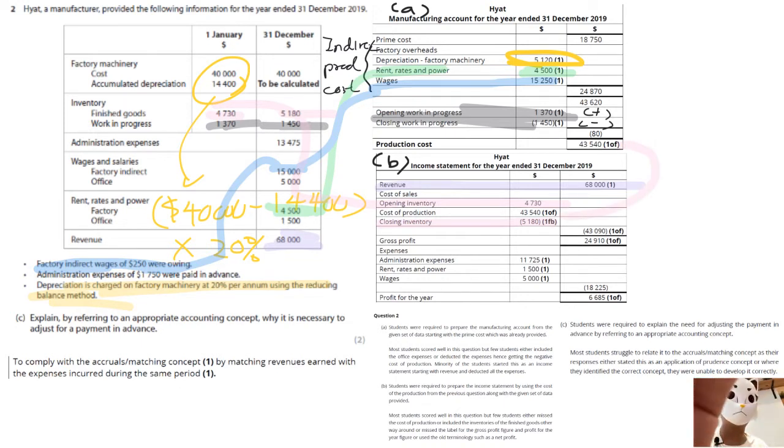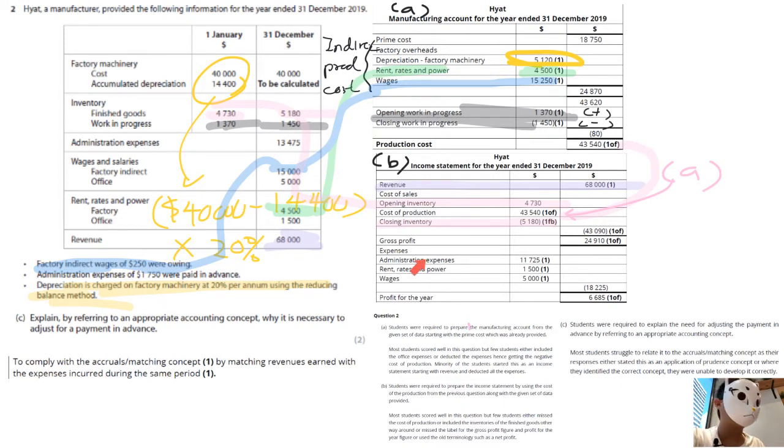So remember, you have to record it. This one you need to grab from part A. For the cost of production, you grab it from part A. So then, you can have the gross profit. And then let's take a look at the expenses.